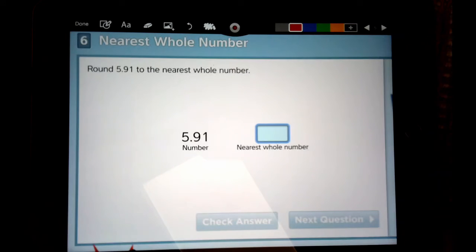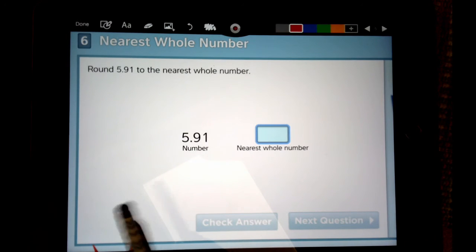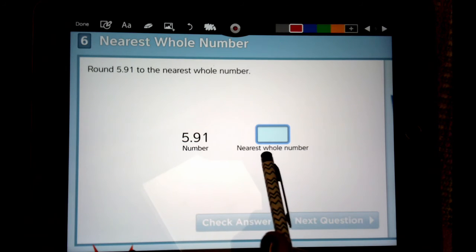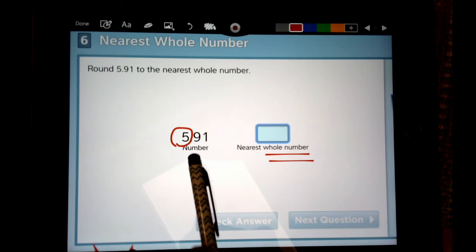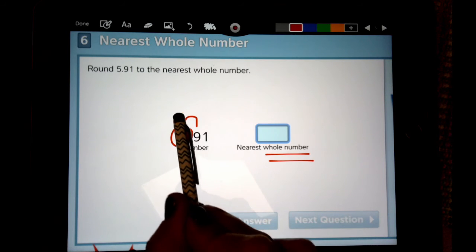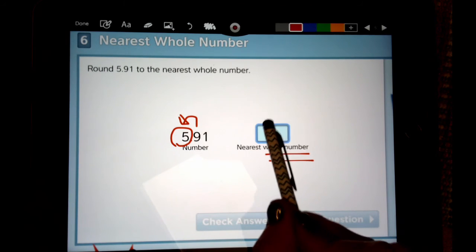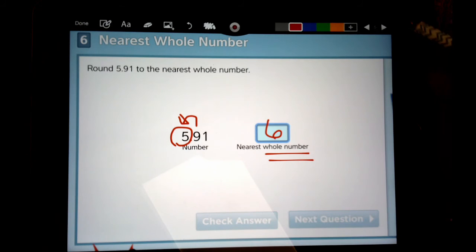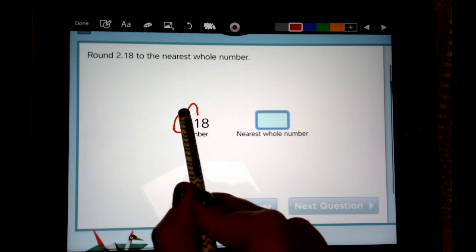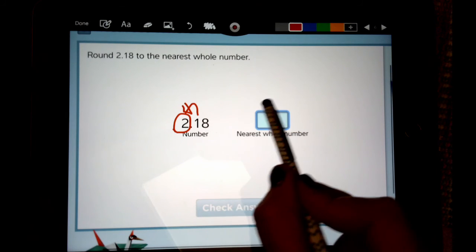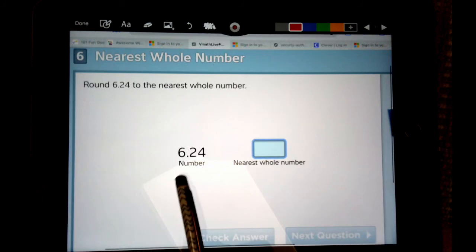Now, when we are looking at lesson 6, it's rounding to the nearest whole number. And if you remember the other day, whole number always means our ones place. So I noticed that I have a 9, which means this will round up to a 6. We don't add a decimal and a 0 or anything else. So all of these are rounding to the nearest whole number. Since it's a 1, my 2 remains the same. Rounding it to the nearest whole number.